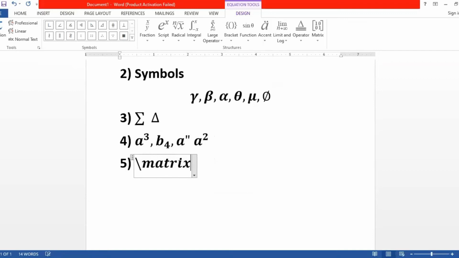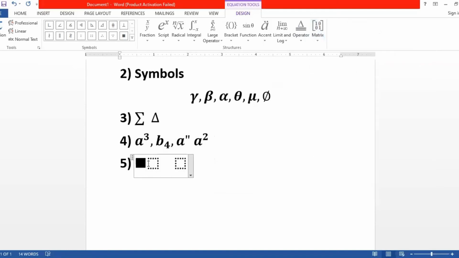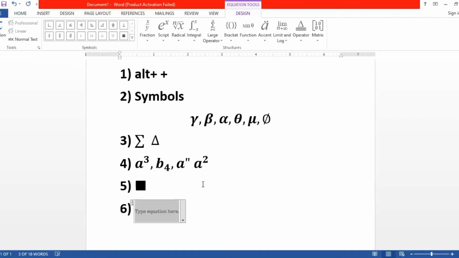Now see, if we write /matrix, then we get this black box. But if you want a particular matrix, then on the upper side we can see here different types of matrices available. But in this matrix there is no symbol of square bracket. That means we want a square bracket matrix.